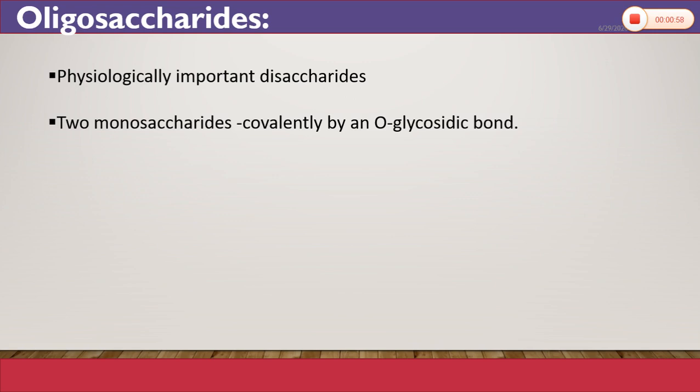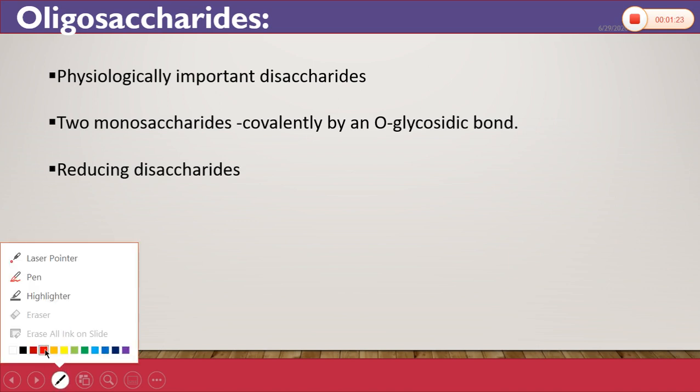Disaccharide sugars are formed by condensation of 2 units of monosaccharides, and these 2 monosaccharides are joined by an O-glycosidic linkage. Now, what do you mean by O-glycosidic linkage? That we will see when we discuss some examples.